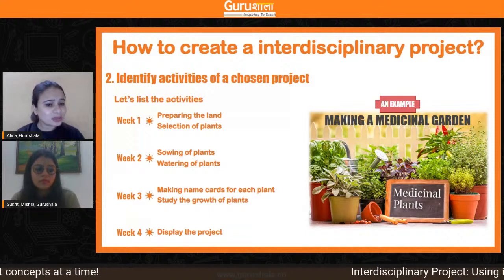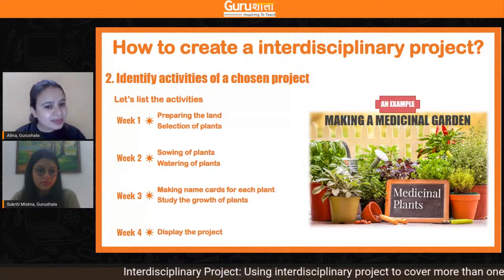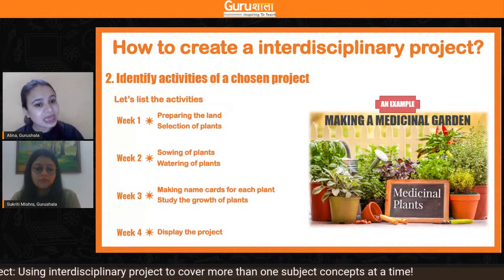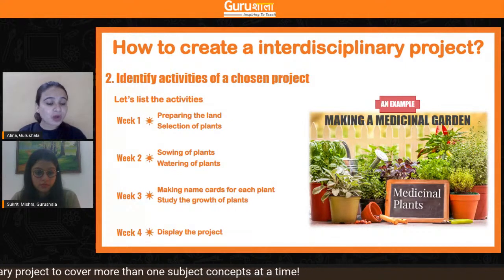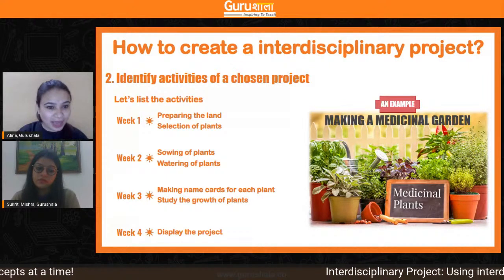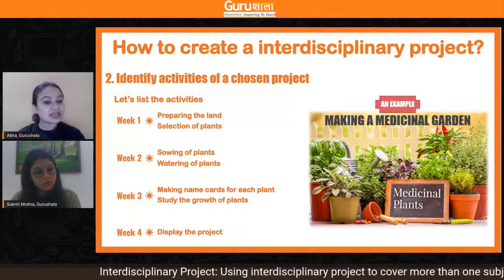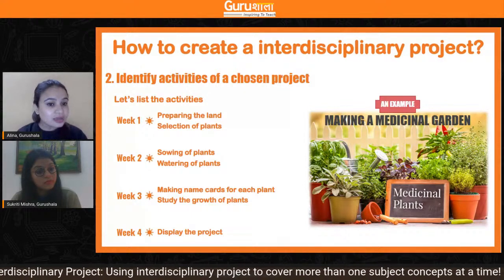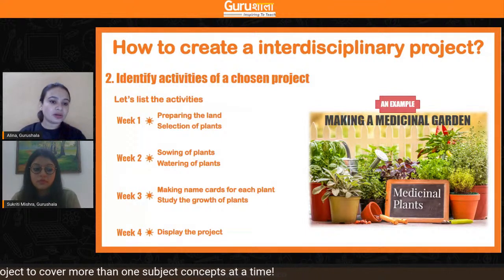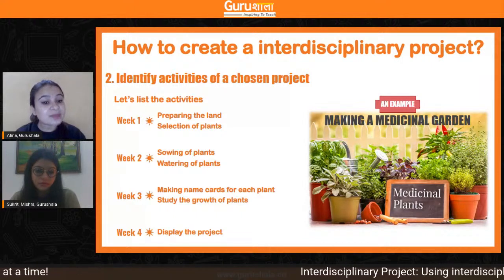And then moving ahead to the third week, you can tell them that, once the plants are there and they are growing, then you can make name cards for each plant, and you can stick them on the pots with the medicinal value attached as well. And also we have seen that some plants have different names. One is the name they are known by, and one is the scientific name that is given to those plants, so that can also be added there. So if we can see here, students' knowledge about the scientific names of those plants is also getting enhanced here.